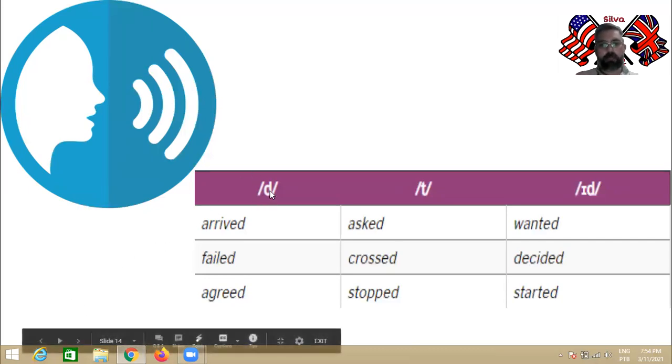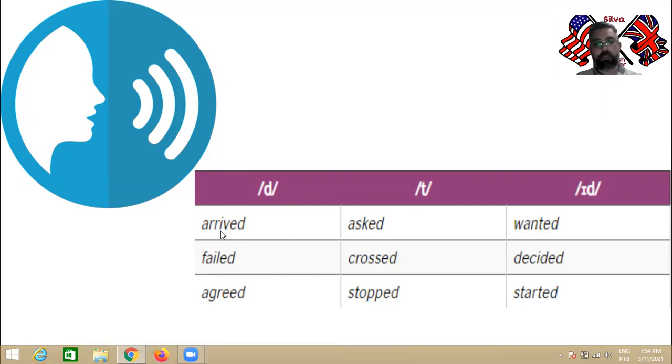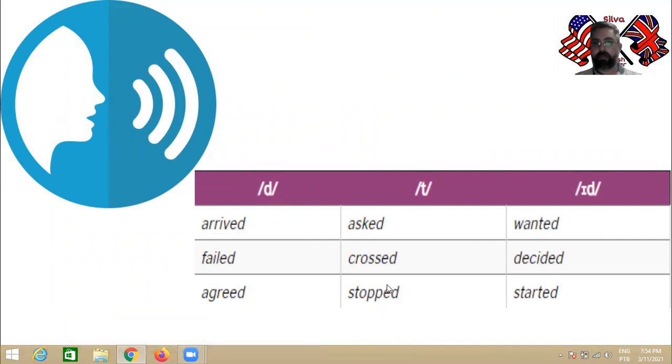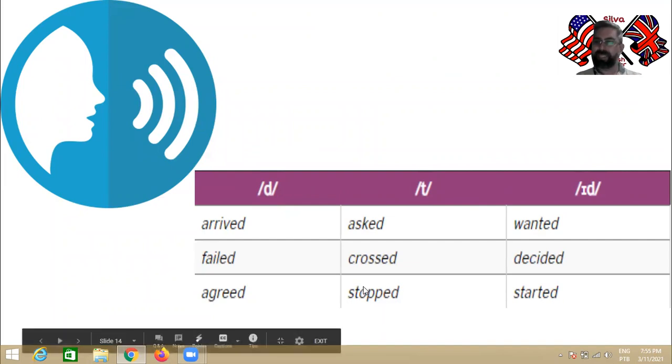So look at this. The d sound. Arrived. I see a lot of students saying it wrong. It's arrived. Failed. Agreed, even though there are two E's in this case, you just pronounce the D. T sound. Asked. Crossed.